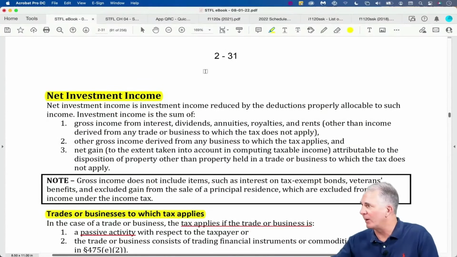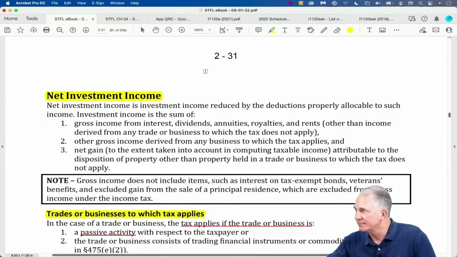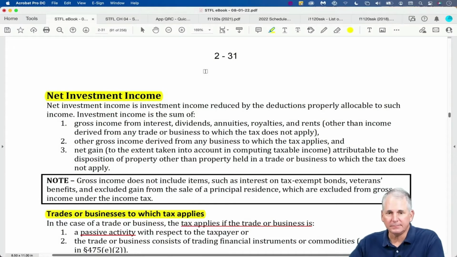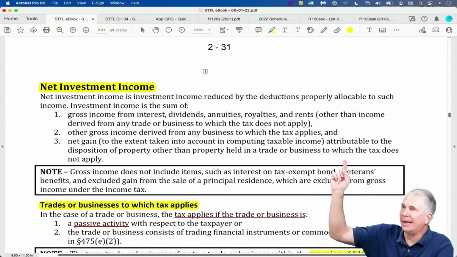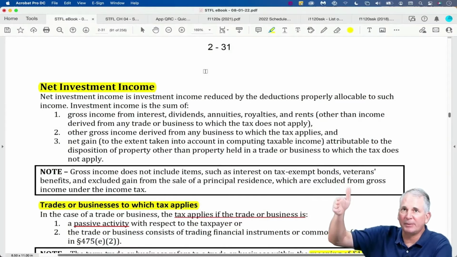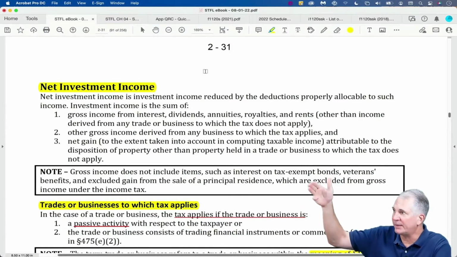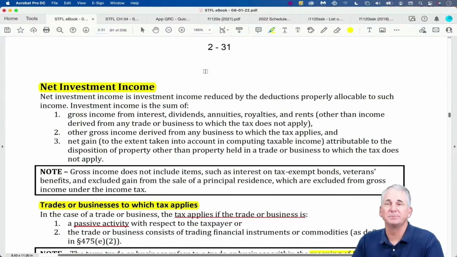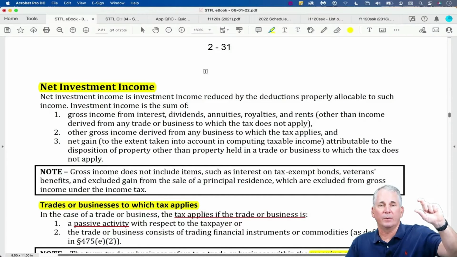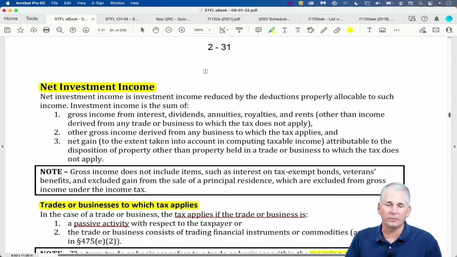Over on page 31 here. Okay, so as I said, net investment income is your investment income reduced by deductions allocable. They break the income up into three categories. Line one is your income from interest, dividends, annuities, royalties, and rents. But then there's an exception. It says other than income derived from any trade or business to which the tax does not apply. So you've got to go find out what types of businesses are subject to this, which ones are not.